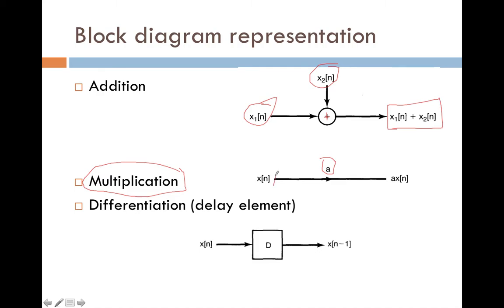So here the input to this particular multiplier is x of n, and the output of this multiplier is a into x of n, that is, x of n is multiplied by the coefficient a. At the same time, the delay element is again a box. You can give an input to the box, it will introduce a delay on the input signal and produce x of n minus n. These are the three important blocks we require to draw the block diagram of a given equation.